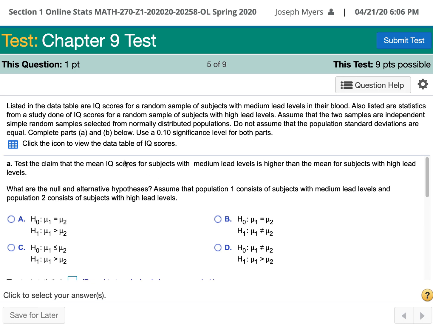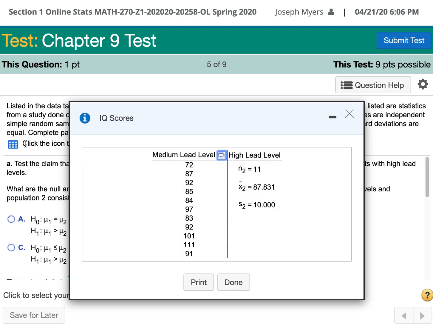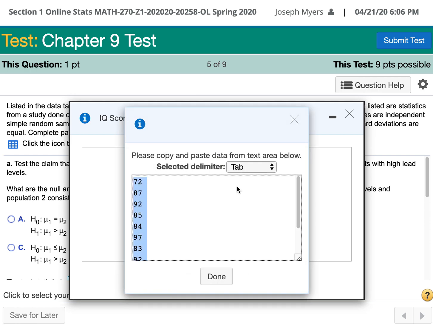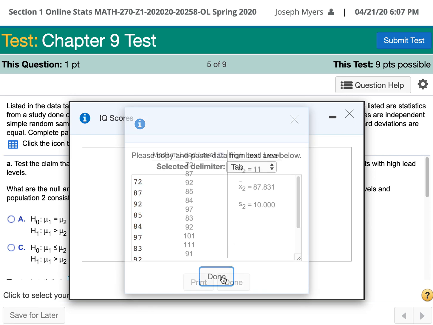So this says test the claim that the mean IQ scores for subjects with medium levels is higher. So assume population 1 is the ones that have medium lead levels. So we're going to click on copy to clipboard. So I'll do that now. On your computer, you'll have to either do Command C if you're on a Mac, or Control C if you're on a Windows computer. So Command C, and then click Done.